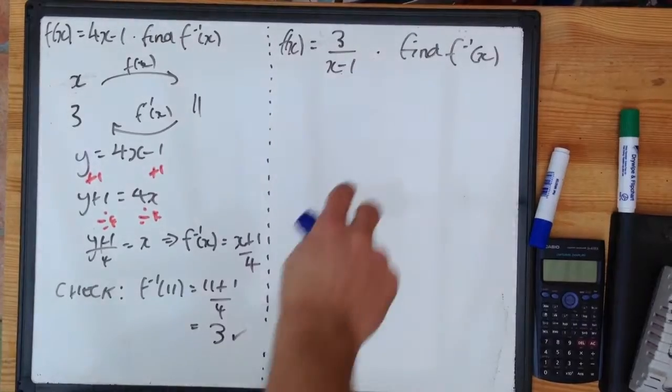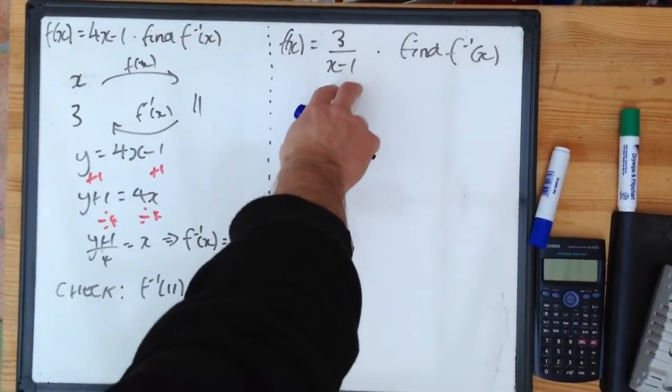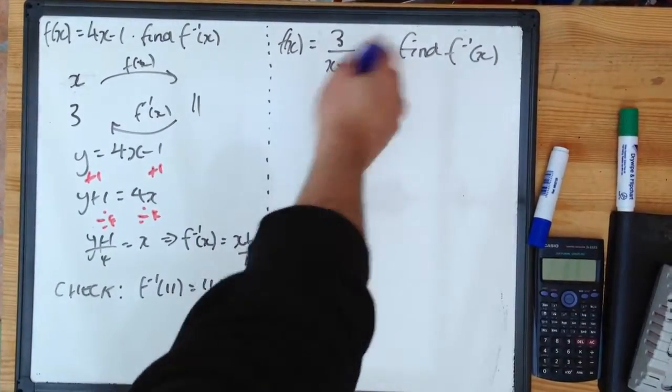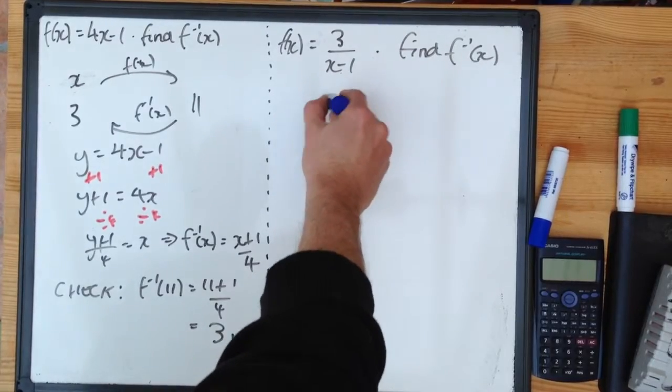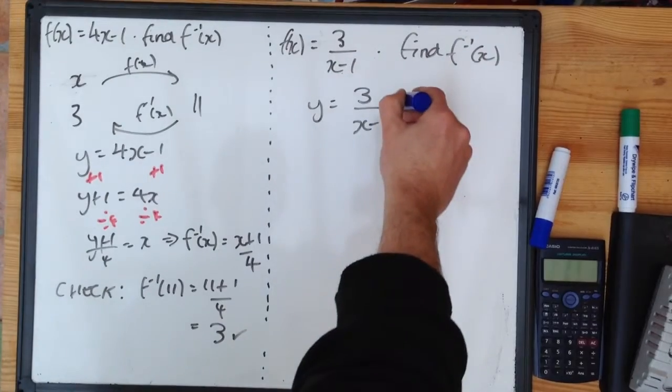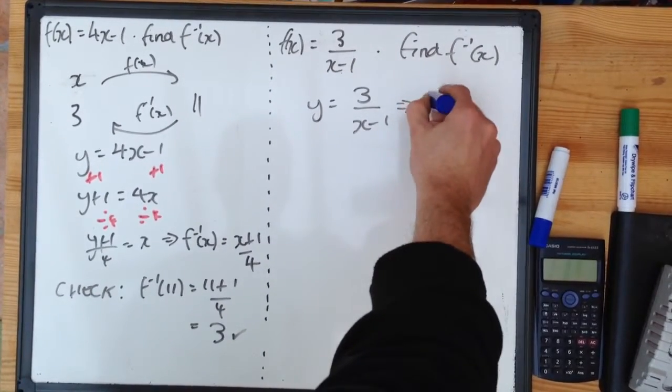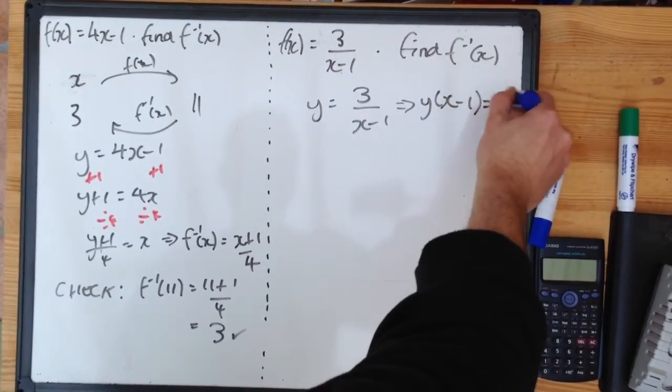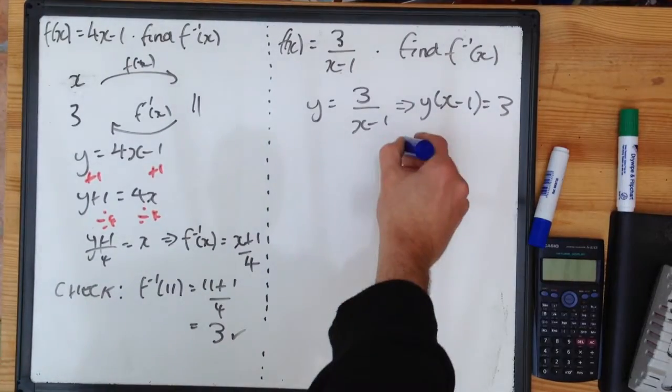This function here is slightly more complicated, only because the function we're starting off with is a little bit more difficult to rearrange. So we start the same way. y is equal to 3 over (x minus 1), and rearrange. First thing to do, multiply both sides by (x minus 1) to get rid of the fraction and get the x on the top. Expand the brackets.